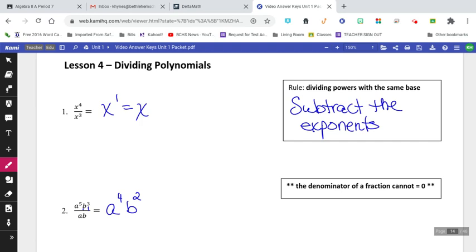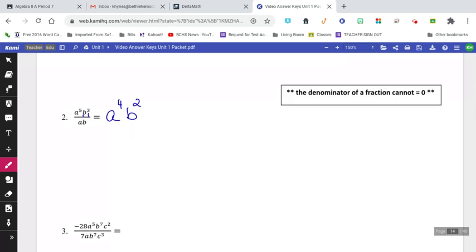So really the rule to remember for dividing polynomials is that when you divide polynomials with the same base, you subtract the exponents. So for number 1 here, since we have x to the 4th over x cubed, we would subtract 4 minus 3 and get 1. You can write x to the 1st or just x. For number 2, we have 2 variables, but it doesn't make a difference. What you do need to remember is that a and b in the denominator both do have an exponent of 1. So when we subtract, we get a to the 4th, b squared.